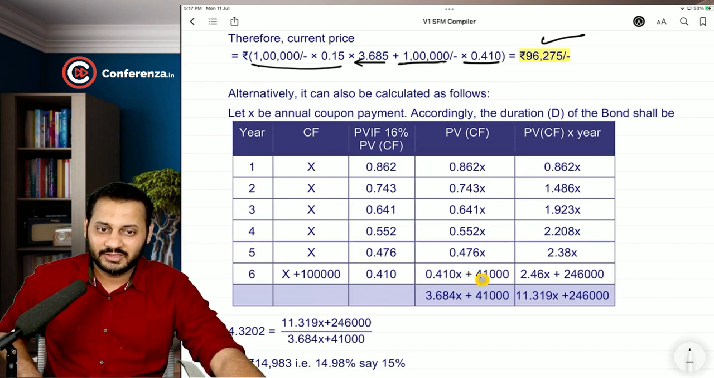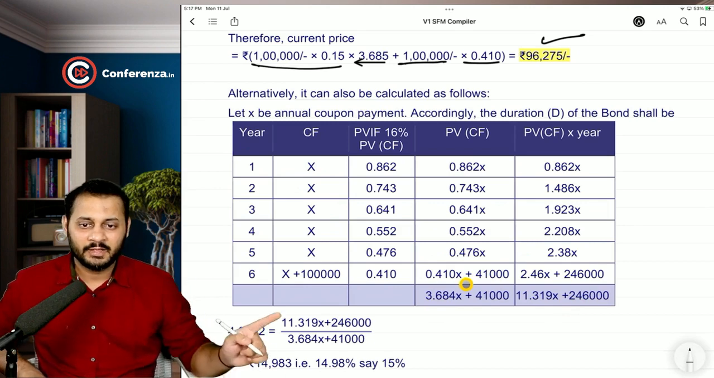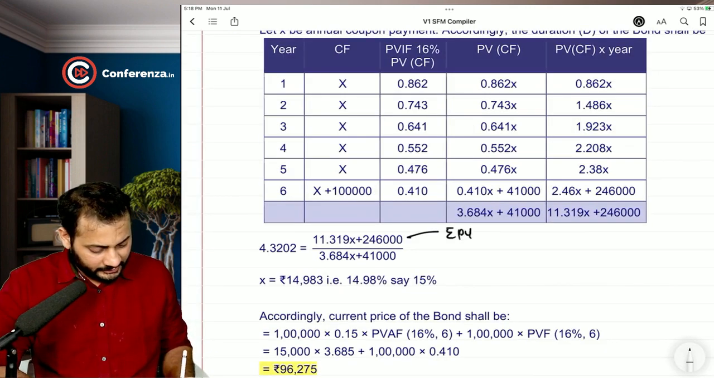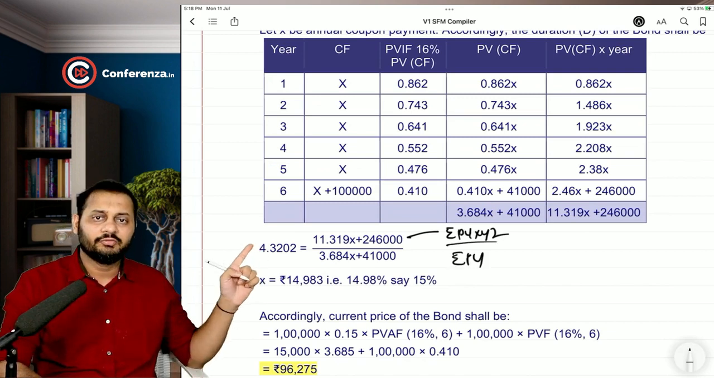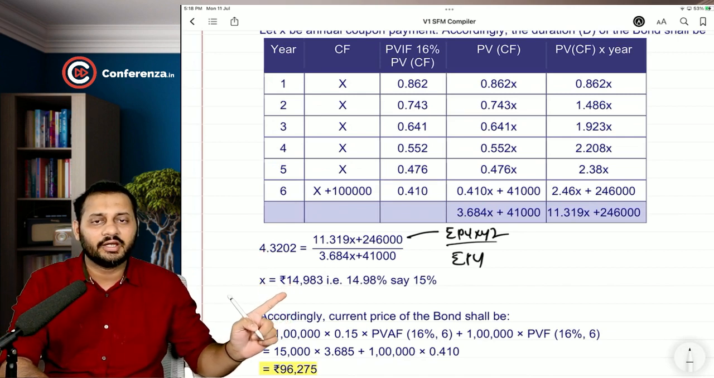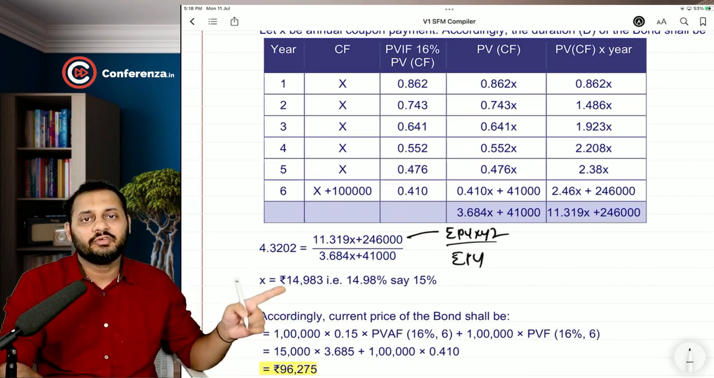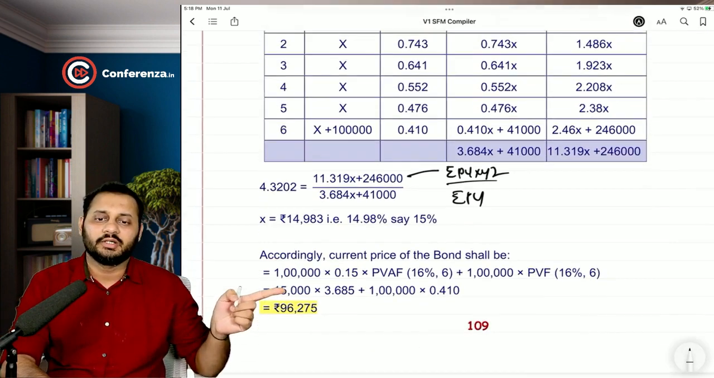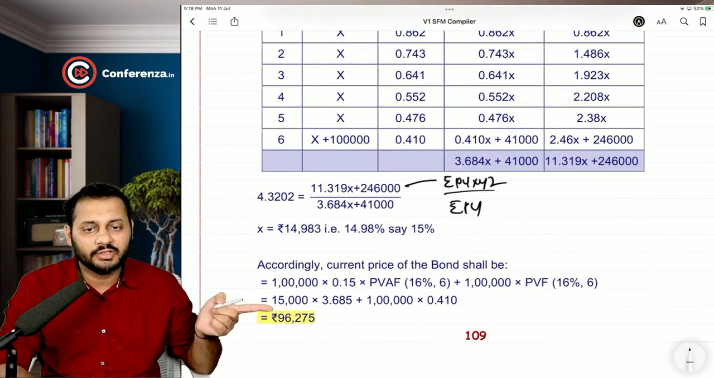0.410x plus 41,000, and this is the total of all this. This is the total of all this. So you put this figure divided by this figure. This figure is the present summation. What is this? Summation of present value into year, and in the denominator it is summation of present value and the 4.3202. If you solve this question, the X will be somewhere around 14,983, which you can take as 15,000. Not exactly the correct answer, but approximate, and then the answer will be same, 15,000.